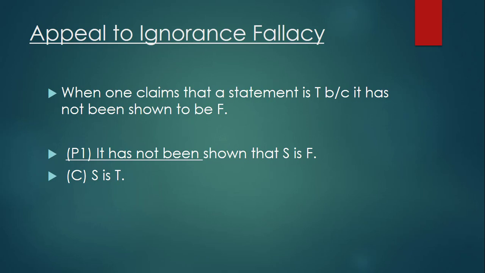The next fallacy is an appeal to ignorance. And this is when one claims that a statement is true because it has not been shown to be false. So someone might say, well, it hasn't been shown to be false yet, so therefore I think it's true. In essence, formally, how it looks when someone commits this fallacy is this. The first premise: it has not been shown that statement S is false. Conclusion: therefore, statement S is true.